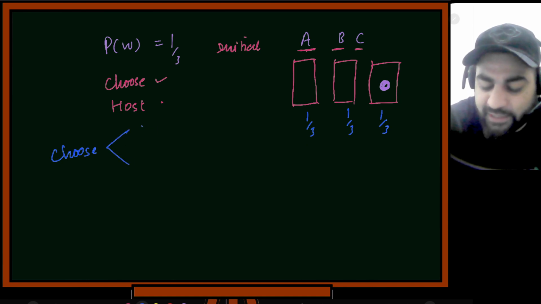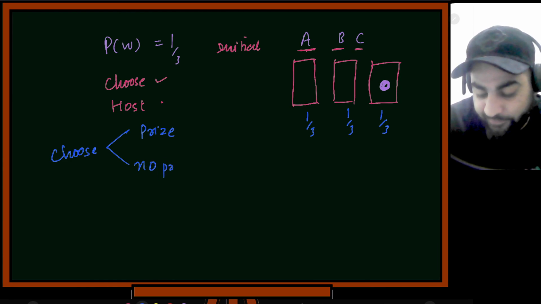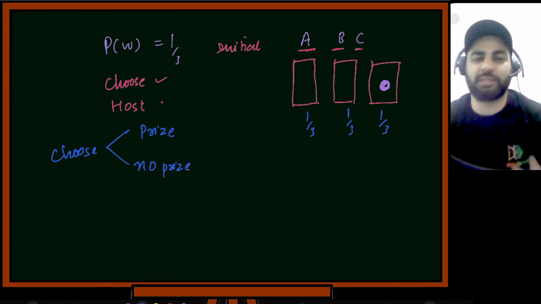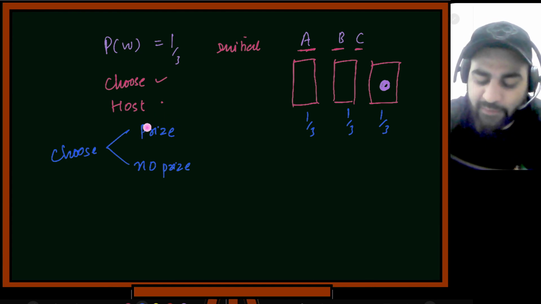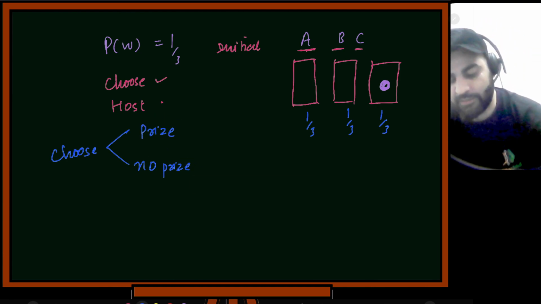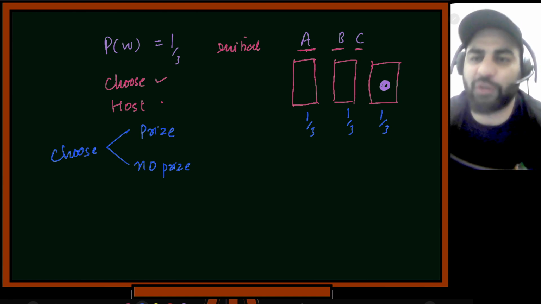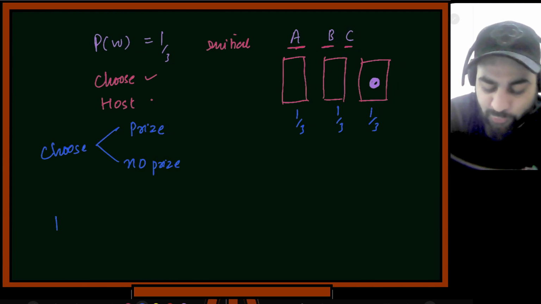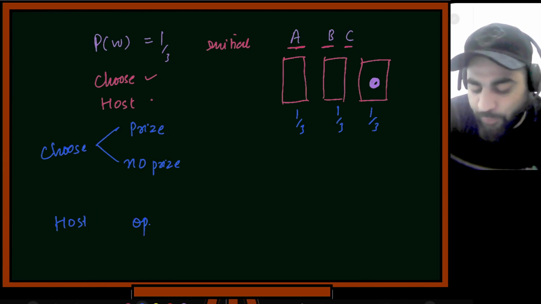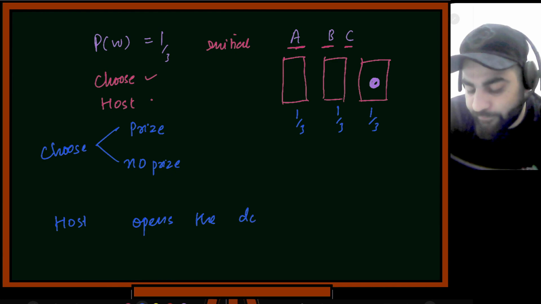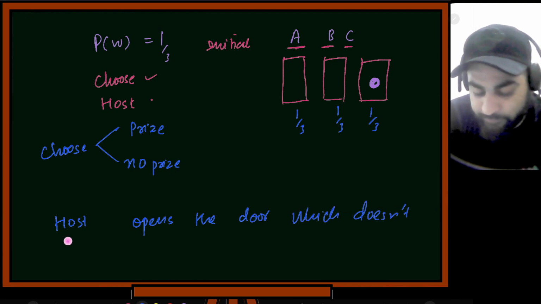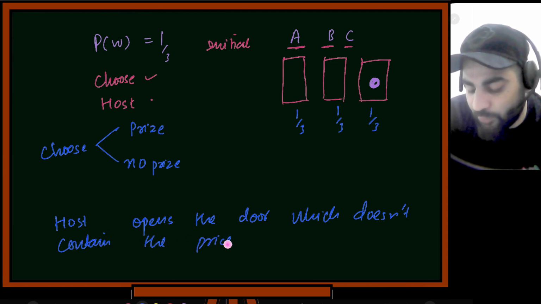Either you will choose a door which contains the prize, or you will choose a door which does not contain the prize. There are these two choices, because out of the three doors you will choose, either it will have the prize or it will not have the prize. And now what will the host do? The host will open the door which does not have the prize. So the host every time opens the door which does not contain the prize. This is what the host does.